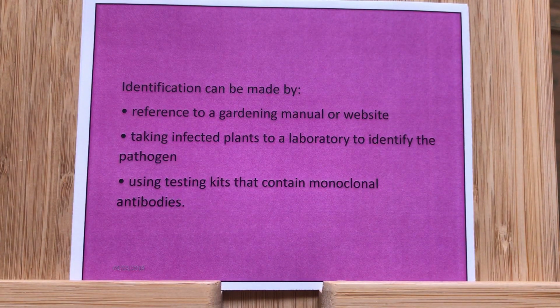Well, I could look in a gardening manual, a book, or I could go onto a website to help identify. They'd have pictures, they'd have descriptions, and I could identify in that way. I could take the infected plant to a laboratory to identify the pathogen, someone who's an expert in the field and would be able to identify it for me. Or I could use a testing kit that contains monoclonal antibodies.